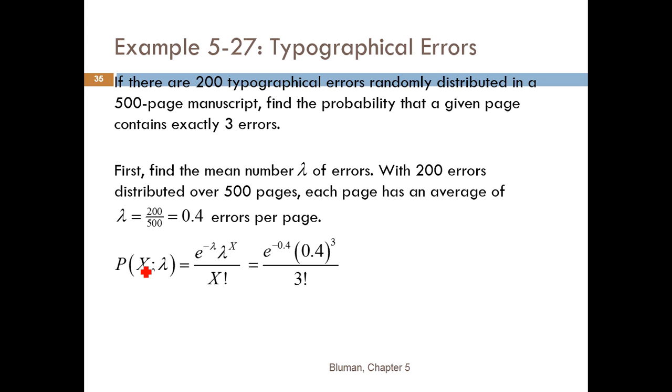So our formula is this. X is 3, lambda is 0.4. So you use e to the negative 0.4, and then 0.4 raised to the 3rd power over 3 factorial. The chance that you have 3 of them on a single page comes out to be 0.0072. So a very, very small percentage. If on average you only have 0.4 per page, you're unlikely to have a page with 3.